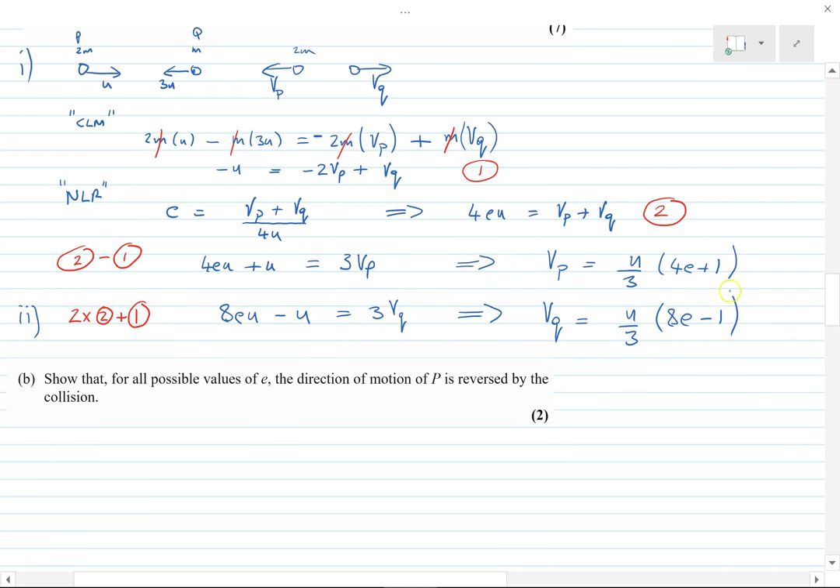So we're looking at the Vp expression that we set up in our diagram, assuming it does reverse. We just need to show that this is positive. All we need to say is Vp is equal to u over 3 times (e plus 1), which is greater than 0. We need to justify why: e is greater than 0, of course, that's the key thing they want, and u is greater than 0, of course, because u is speed. So therefore, that's true, so Vp reversed.